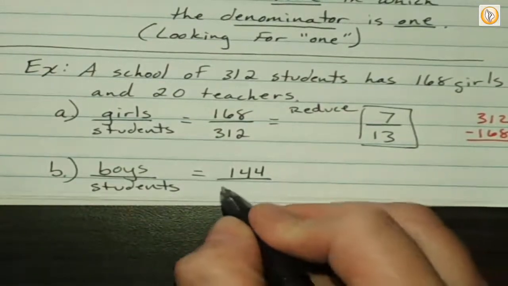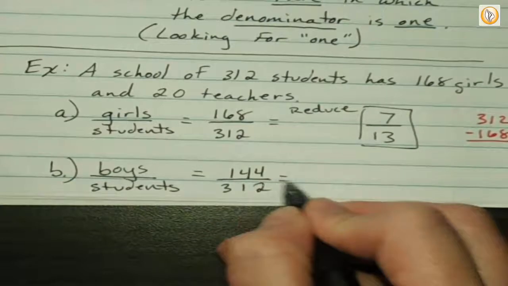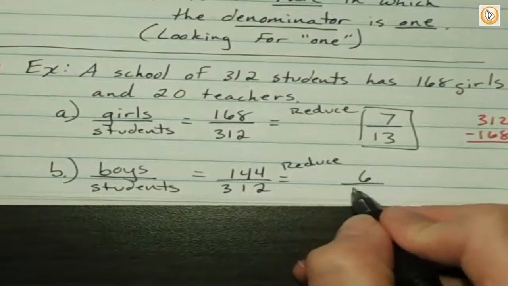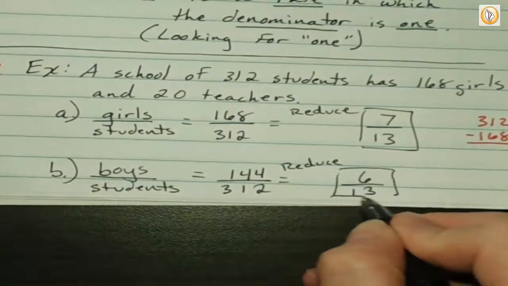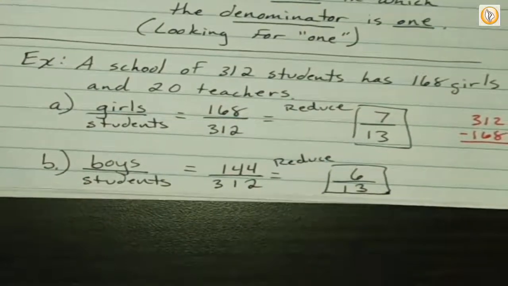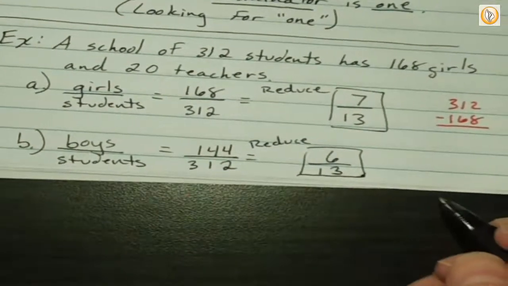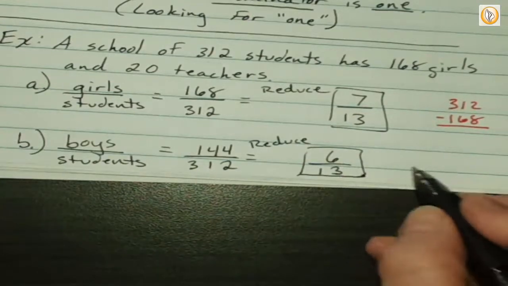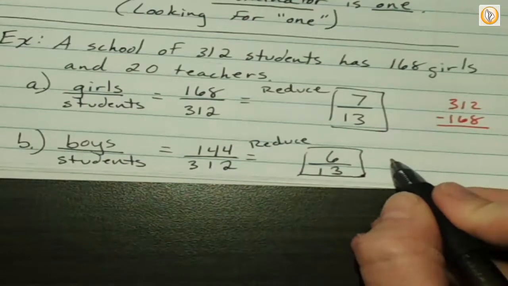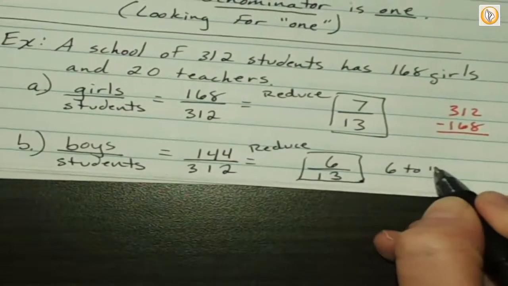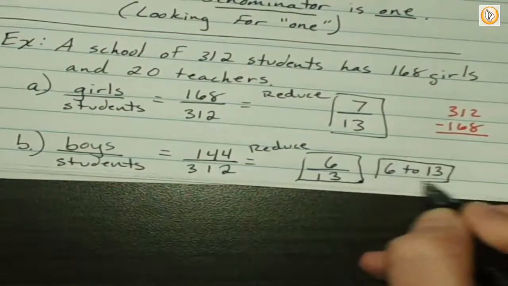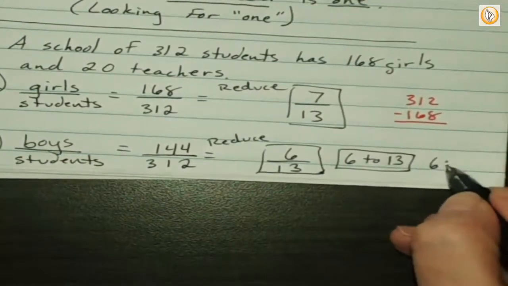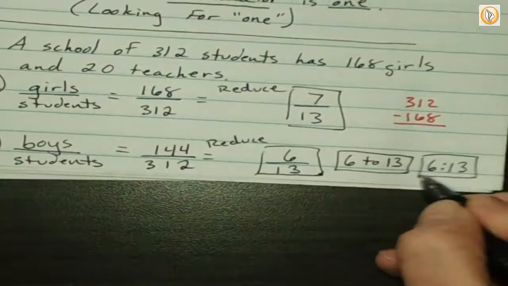144 boys out of 312 students. Now, you would reduce, and to save on time, I'm just going to tell you that would be 6/13. 6 out of every 13 students. Now, raise your hand if you remember another way of writing this instead of a fraction. Gabby? 6 to 13. Is there another way, Michael? 6 colon 13. 6:13. Good job.